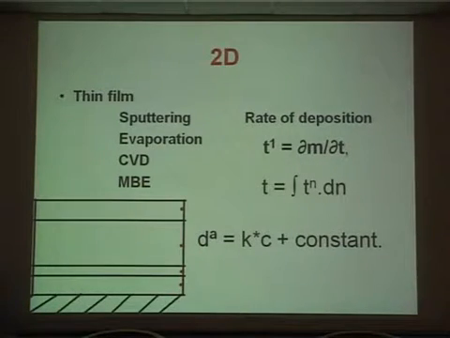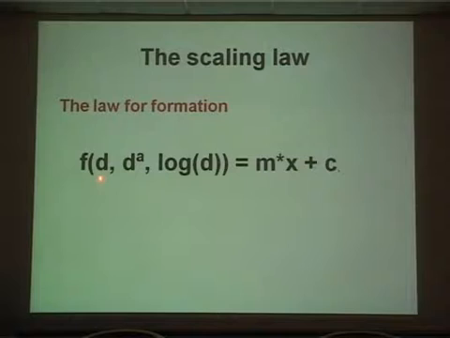So generalizing this, in the case of nanorods and nanopores, this F(D) is a straight line. For nanoparticles, log D is a straight line. For thin films, there is a divergence term which is related to the rate of deposition. It forms a straight line. So this is the way I scaled all three processes, 1D, 2D and 3D, and made a straight line. So this is the scaling law of formation.